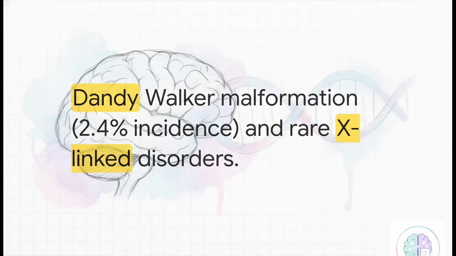Rounding out our list of congenital causes, we have the Dandy-Walker malformation. This is a fascinating structural issue involving the atresia, or complete absence, of the foramina of Luschka and Magendie, which traps the fluid. To put a number on it, the incidence of Dandy-Walker in patients with hydrocephalus is about 2.4%.